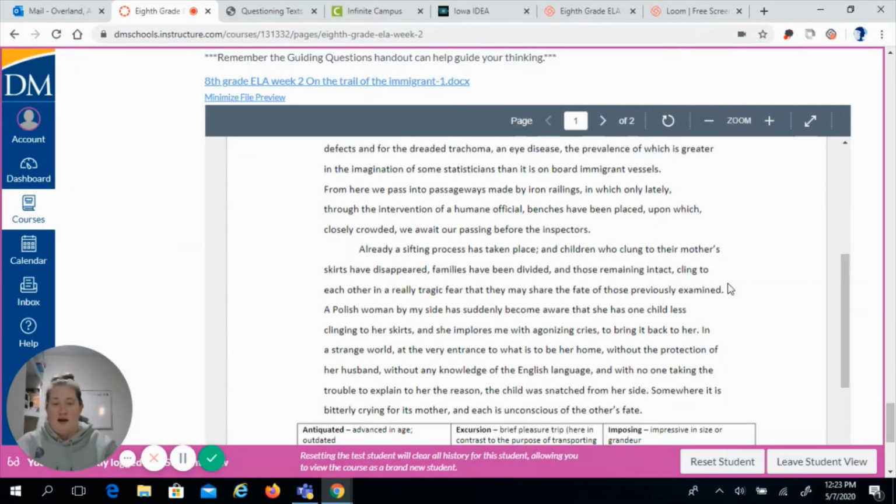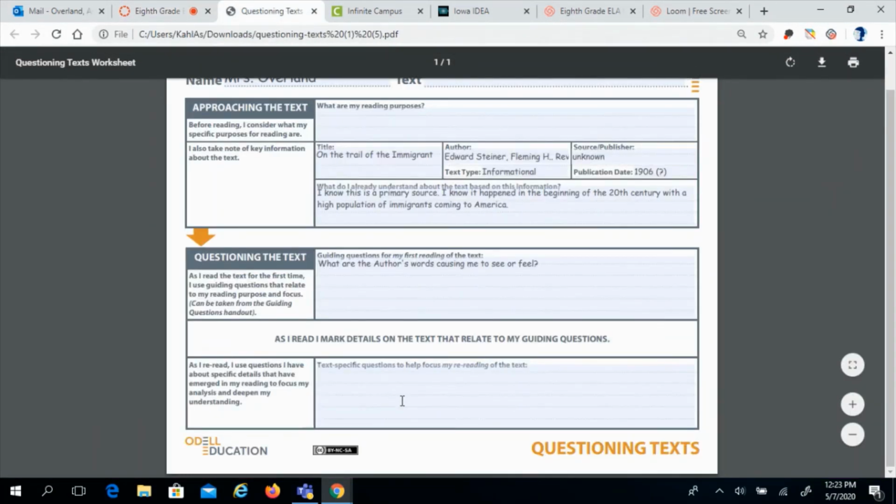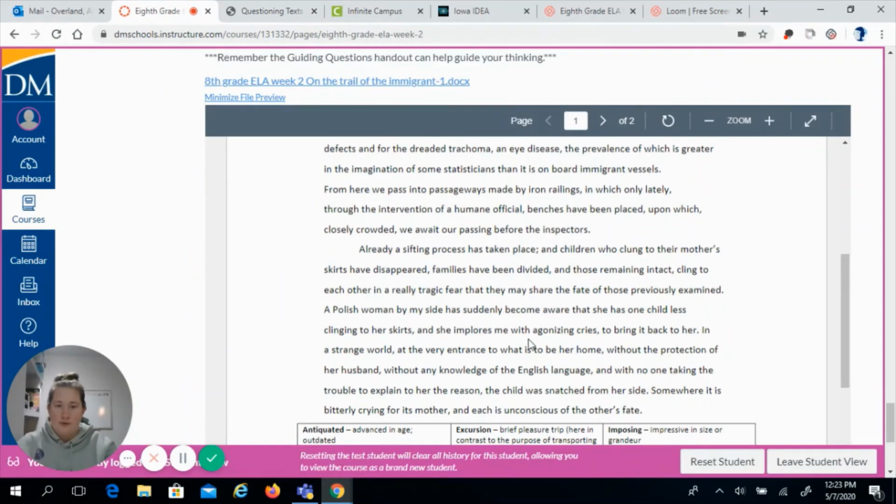So this would be something I would pick a sentence out of to put on my questioning text down here and focus in on. I would focus in on the agonizing cries because that to me says a lot about what she's feeling and the emotion she sees.